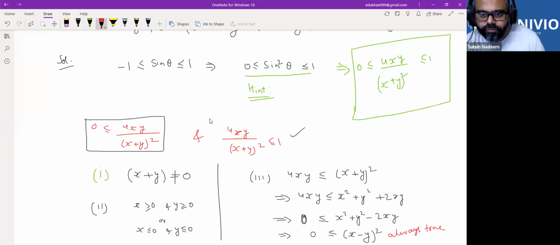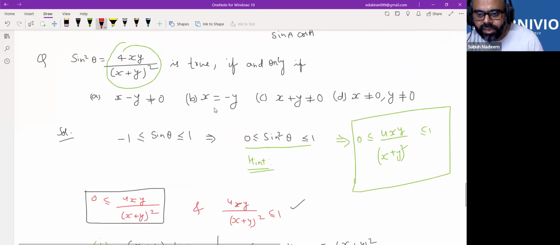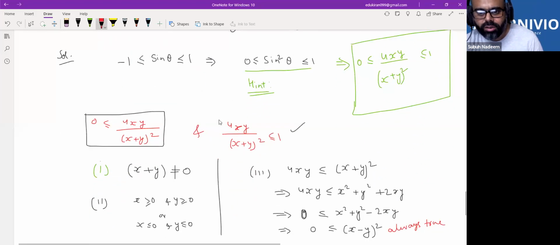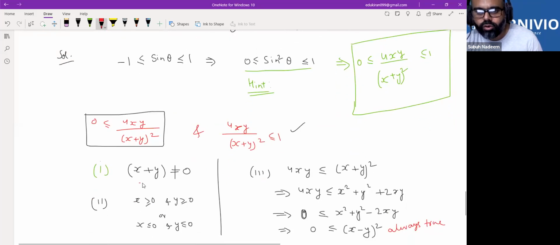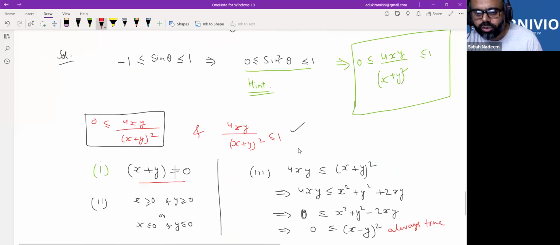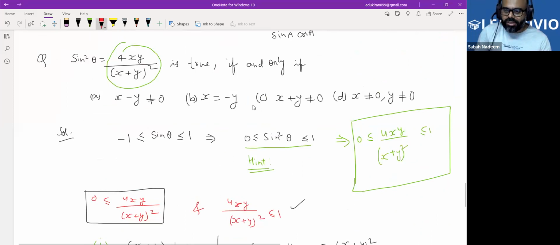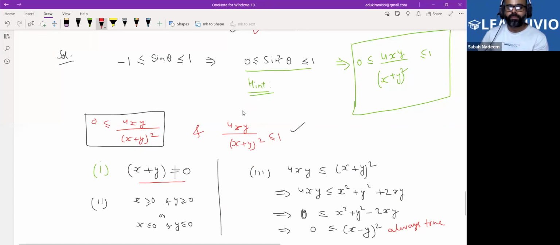Now let us see the options. First option is x minus y is not equal to 0. There is no condition like this. X equal to minus y is wrong, because if you take x equal to minus y, then x plus y will become 0, but we want it to be not equal to 0. So this is also not correct. X plus y is not equal to 0 is correct. So option C is our answer, that x plus y is not equal to 0. If the option that x is positive, y positive, or x negative, y negative was also there, that also we could have selected.